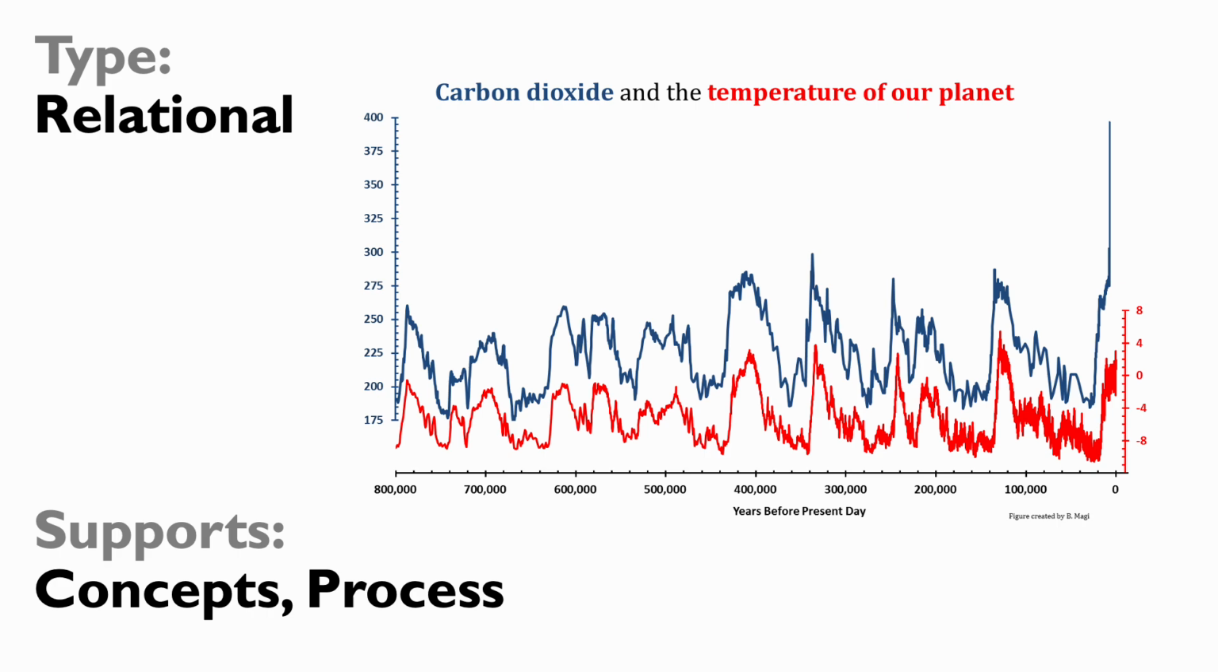Relational graphics are very important, also used to support the learning of concepts as well as processes. So here's an example that shows a graph that depicts the relationship between the level of carbon dioxide in the atmosphere and the temperature of our planet, the average surface temperatures, and you can see this representation goes back about 800,000 years, and so you can see this fluctuation of carbon dioxide in the atmosphere as well as temperatures.